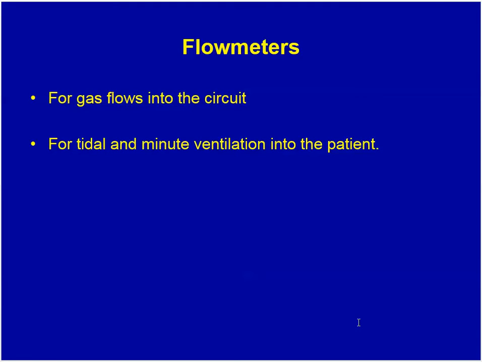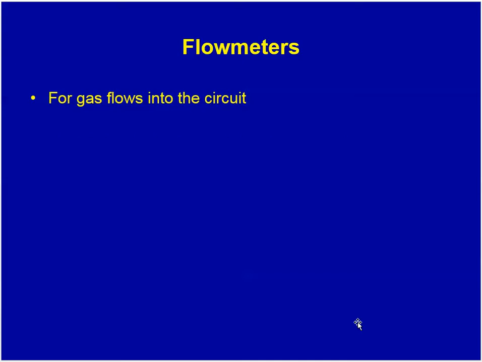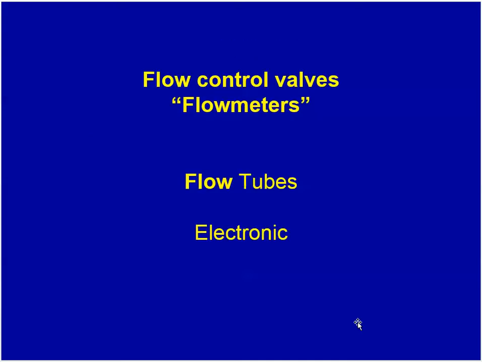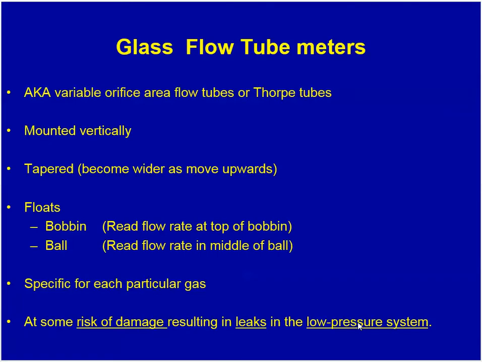Next, we wish to talk about flowmeters, and in general we use these in two regards. One is to measure the gas flows into the circuit, and the second for measuring tidal and minute ventilation into the patient. For gas flow into the circuit, in the past we routinely used flow tubes, but more and more modern machines are using electronic flow meters.